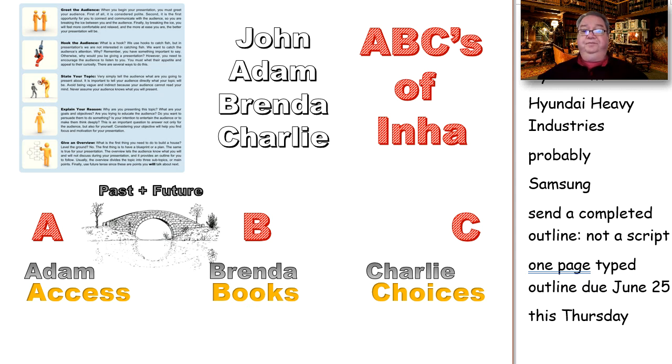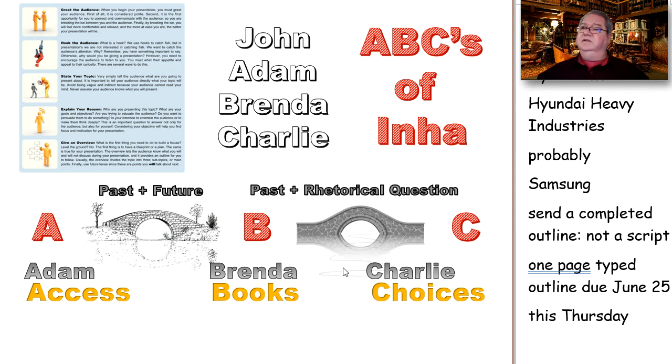Then Brenda says, I've explained to you, or I've shown you all about our beautiful library on campus where you can access thousands of books. But what kind of choices are there on campus? Okay, so we've gone from books to choices. Past tense, I've shown you where to get books, or I've explained our library to you where you can get books. Next, but what kind of choices are there?